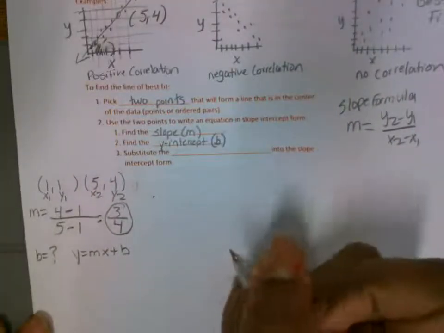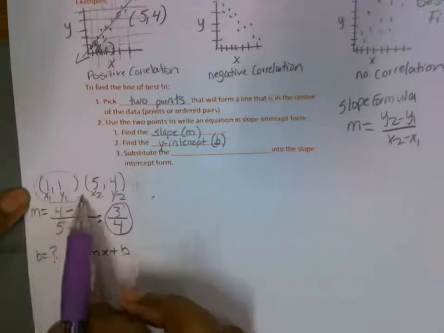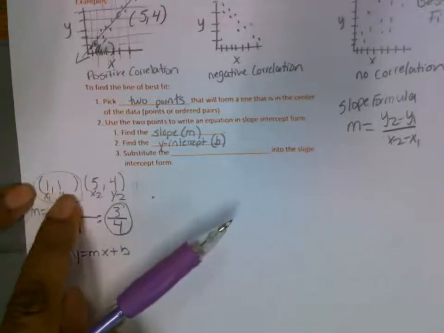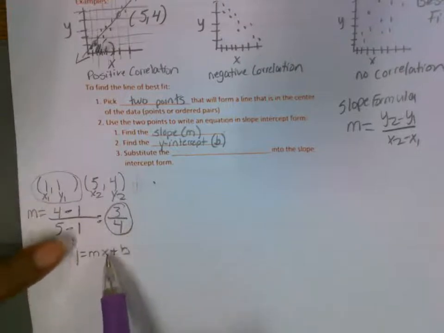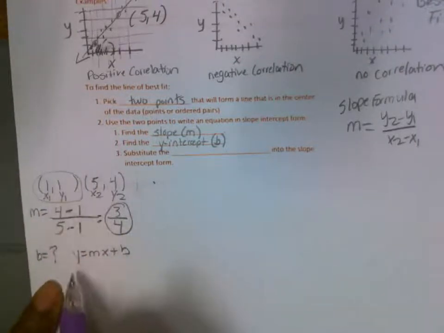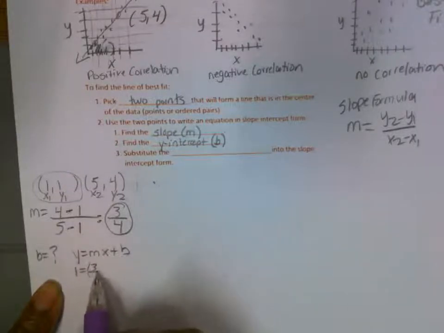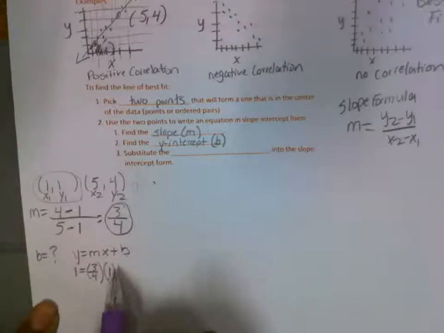Now I'm going to use one of these points. I'm going to use this one because this seems like the easiest. It doesn't matter which one I use; I'm going to get the same answer either way. I'll take my slope and plug it into the slope-intercept form and solve for b. So y is 1, m is 3 over 4, and x is 1, plus b.